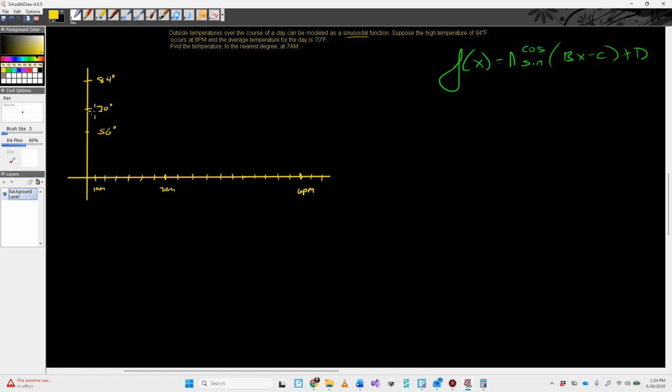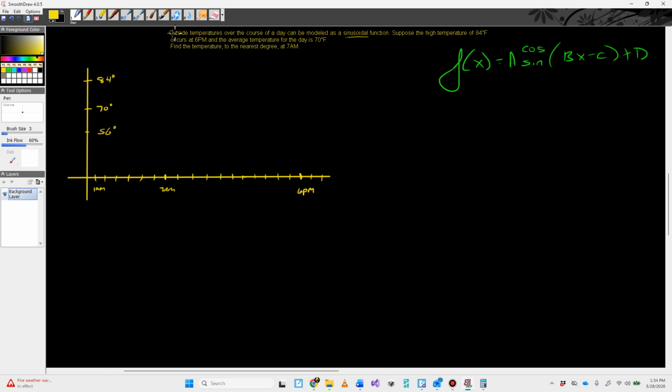If I'm going to start at the middle, like right here, then it's going to be a sine function. But if I'm going to start at the max or the min, then it's going to be a cosine function. And then I'm going to be taking the cosine or sine of bx minus c, plus d. So there's a couple of things that we need to find. We need to find A, B, C, and D based on the information that we've been given.